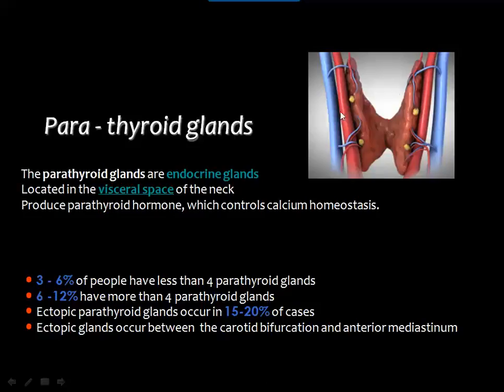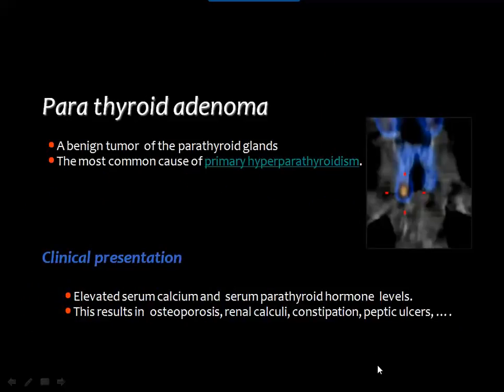This is the common location of the parathyroids, but ectopic parathyroid glands can occur in about 15 to 20% of cases, in the region between the carotid bifurcation and the anterior mediastinum. Then the clinical presentation of patients with parathyroid adenoma includes, of course, hyperparathyroidism, and this may result in osteoporosis, multiple renal stones, constipation, peptic ulceration, and the remaining features of hyperparathyroidism.